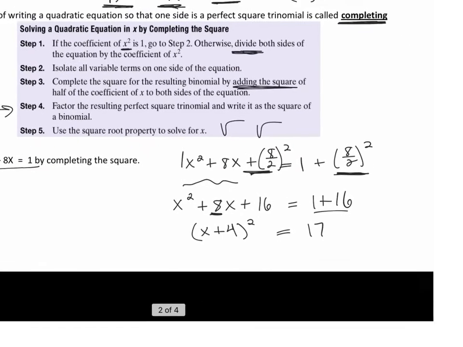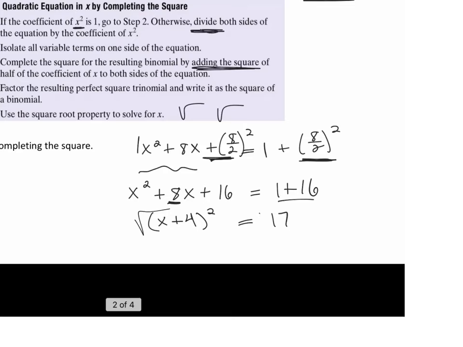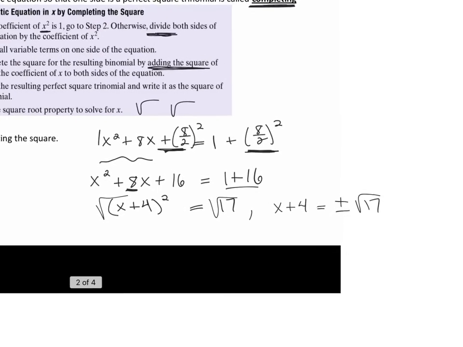So now we can use the square root property. Square root both sides, so that the left side is just the radicand, and the right side will get the plus or minus. Square root of 17 doesn't simplify because 17 is prime. So then we just need to solve for x by subtracting 4 from both sides, so that x is negative 4 first, and then the plus minus square root 17. So that will be our answer to this equation by completing the square method.